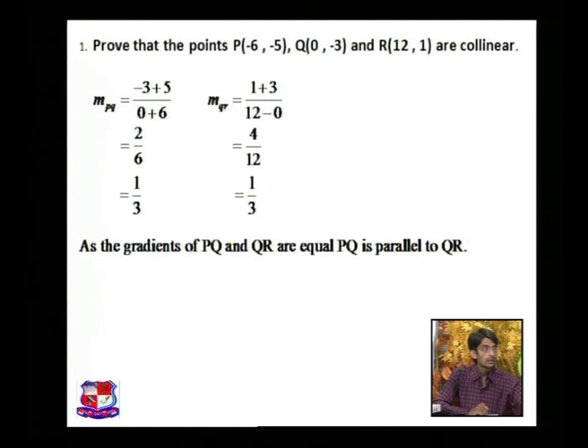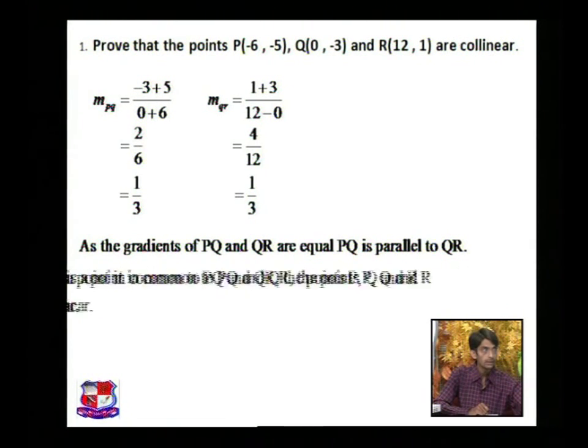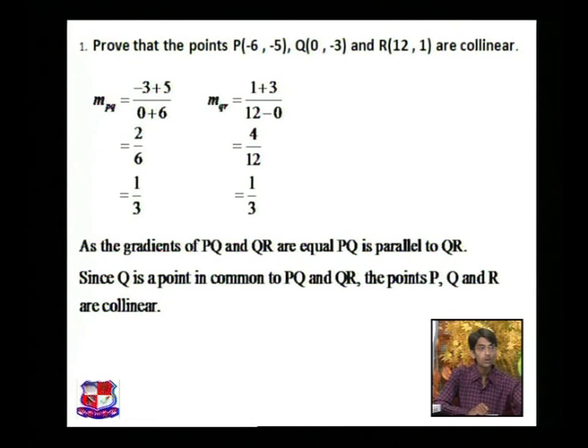Moreover, as the gradients, that means the slope of PQ and QR, are equal, PQ and QR are parallel, and since Q is the common point of PQ and QR, we can say that P, Q and R all lie on the same line. That means P, Q and R are collinear, right? So in this way we can prove that 3 points are collinear using the slope of the line.